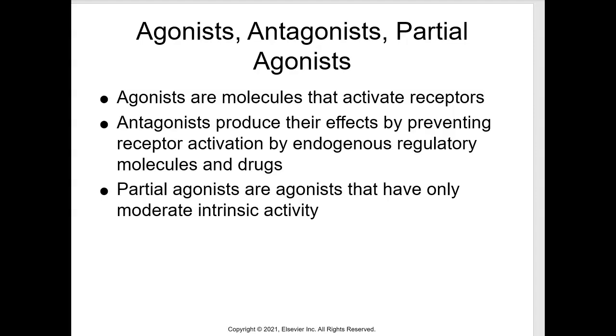Agonists are molecules that activate the receptors. Antagonists produce their effects by preventing the receptor activation by endogenous regulatory molecules and drugs. And partial agonists are agonists that only have moderate intrinsic activity.